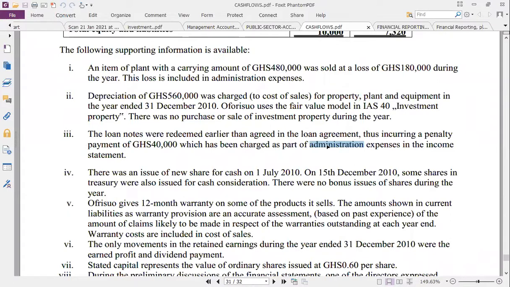How do you reverse it? That means it has been subtracted from the profit. Yes, the penalty charge. Once it is added to admin, it has been subtracted from the profit. So add this 40,000 back to your operating profit, and rather subtract it from financing activity. It ends there. Note 3 finished.